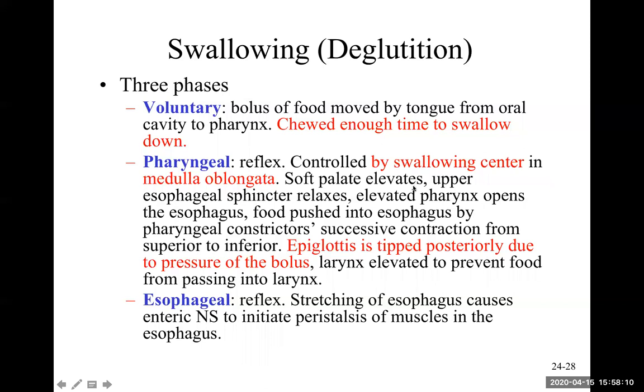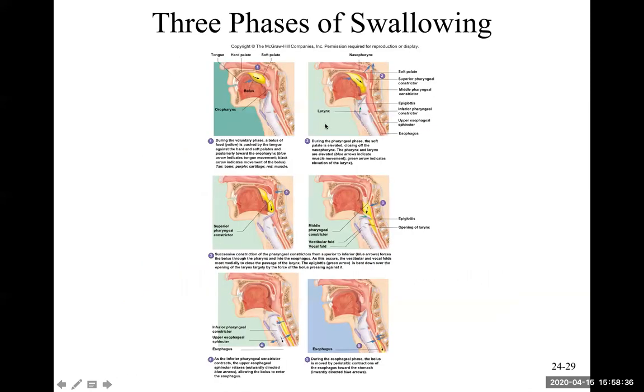But once you force that food down into the pharynx, a series of reflexes allows you to contract the pharyngeal constrictors, elevate the soft palate, so the food doesn't go into your nose, and move food from your pharynx into the esophagus. In the process, the food pushes down the epiglottis, which stops the food matter from going into the trachea.